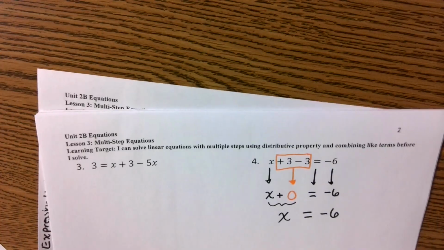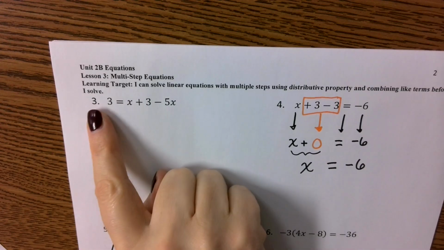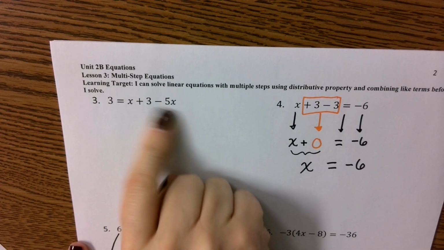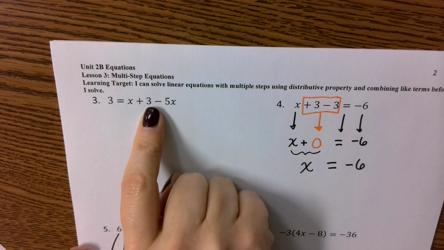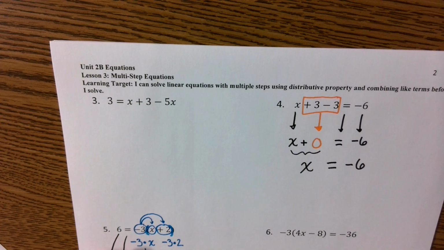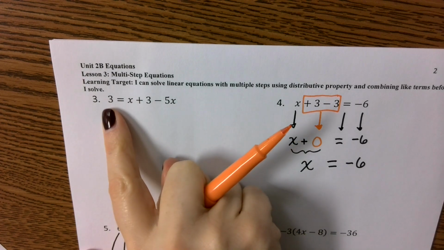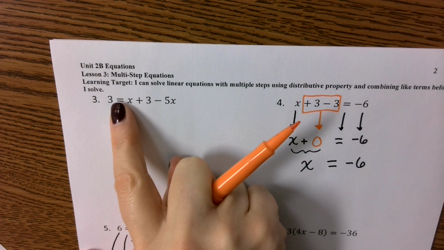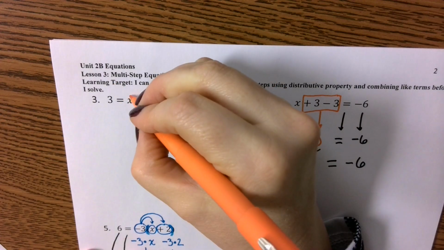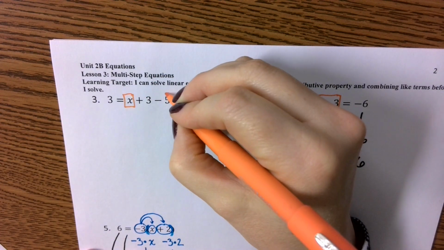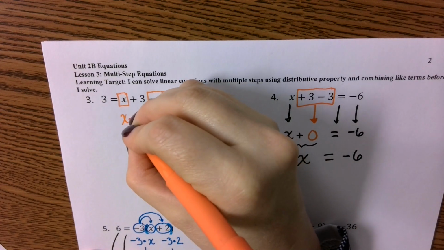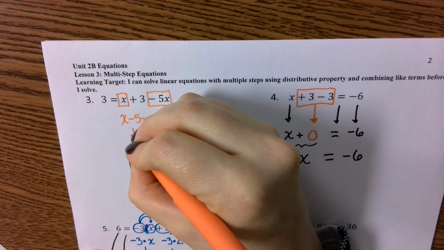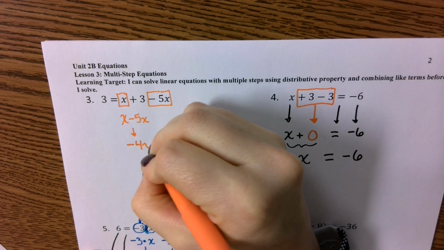All right, let's take a look at problem number 3. For problem number 3, again, step 1, distributive property. Do we have any parentheses? No, we do not. So there is no distributive property here. Step 2, combining like terms. Nothing we can combine on the left side, but we do have stuff we can combine on the right. I have x, and I have negative 5x. So I can write x minus 5x, which will give me negative 4x.